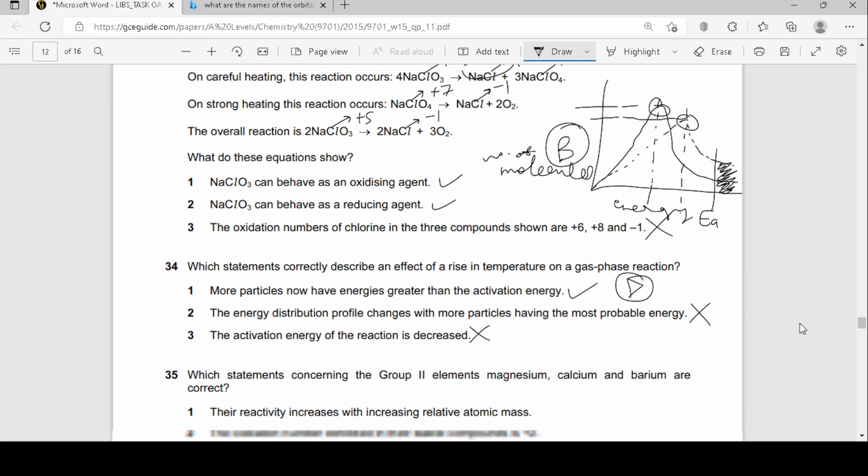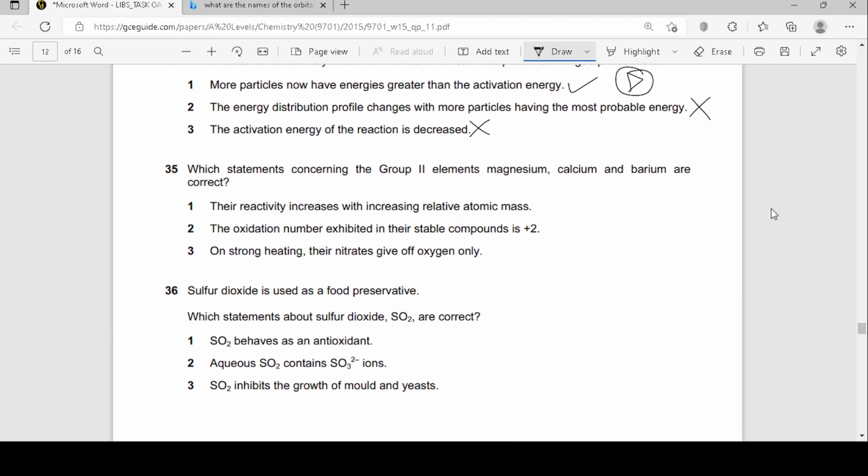Right? Which statements concerning the group 2 elements magnesium, calcium, and barium are correct? It's just a habit, I told you. I just write down all the things. That's an Urdu mnemonic for you guys, but yeah, this is the stuff, this is the thing.